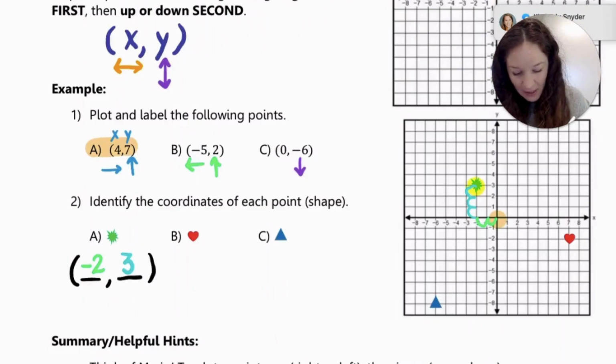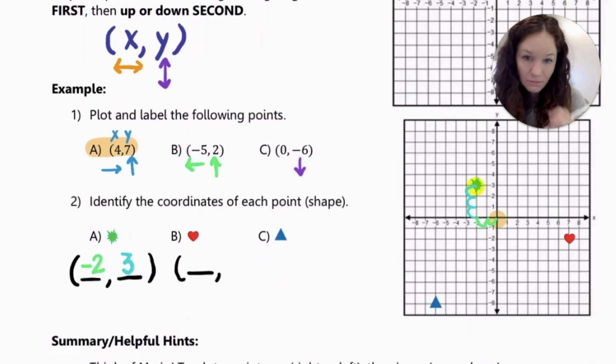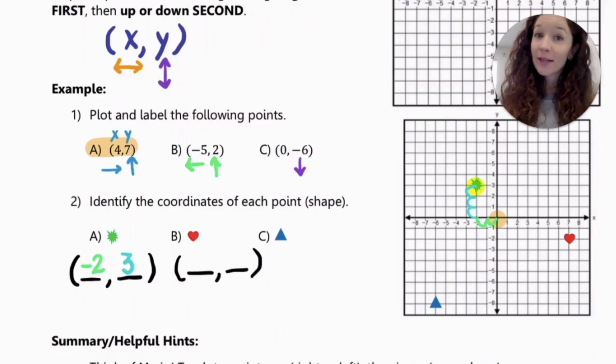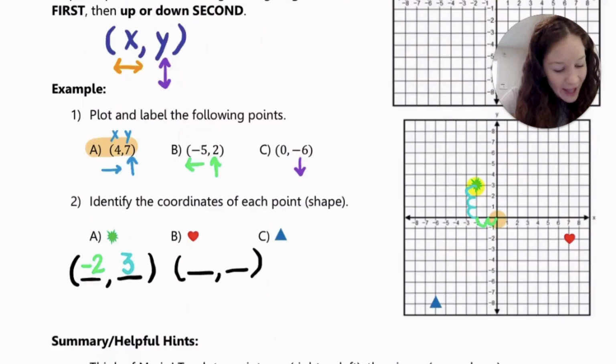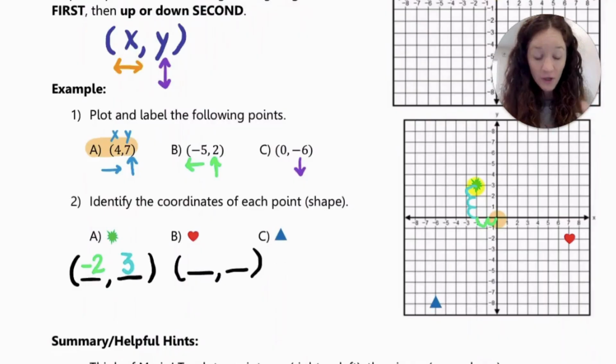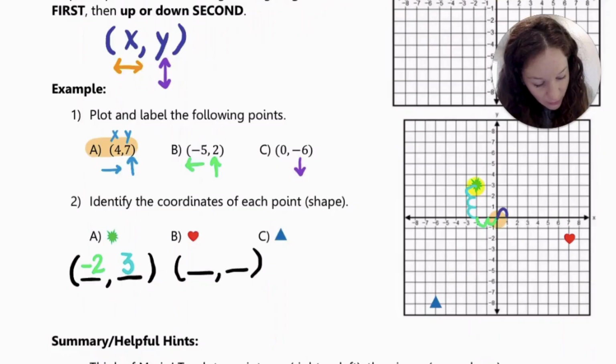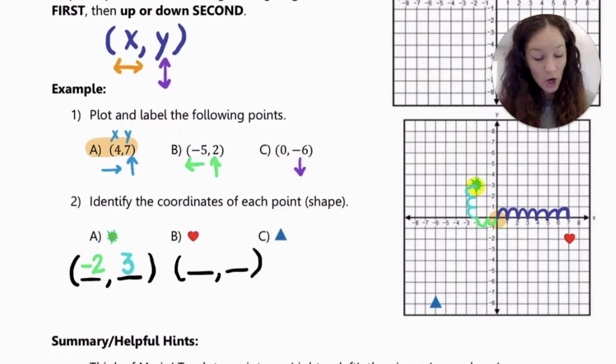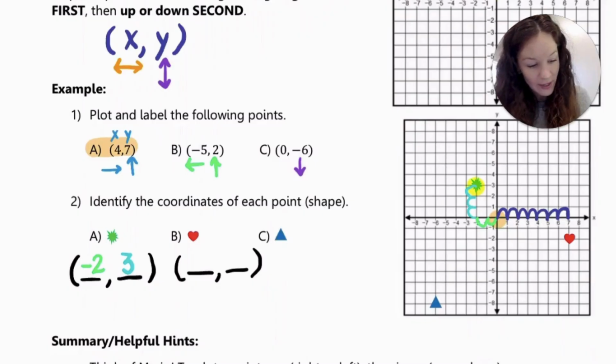Next, B is a nice heart. So for us to get to that heart, we are going to start at the origin once again. And now in this case, I need to travel. We travel right or left first. So I need to travel to the right. 1, 2, 3, 4, 5, 6, 7. Then I get in line with that heart. So I traveled right 7.